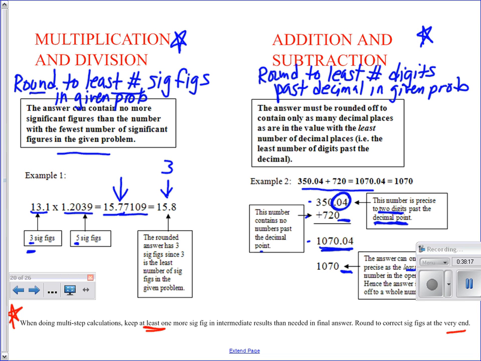Again, you're going to see that we're calculator people. I plug the whole thing into my calculator. I never stop and write down any intermediate answers. I just plug the whole thing in. At the very end, I round my answer. That is the easiest way, and it's really the most precise way to do it as well.